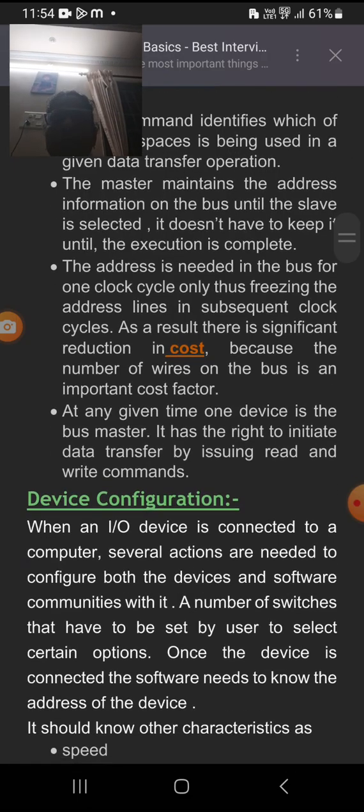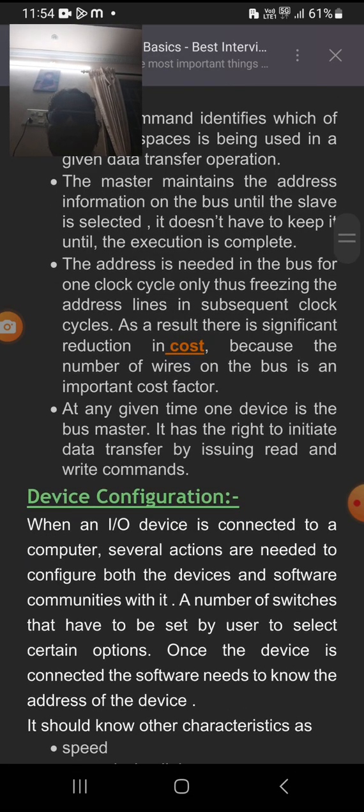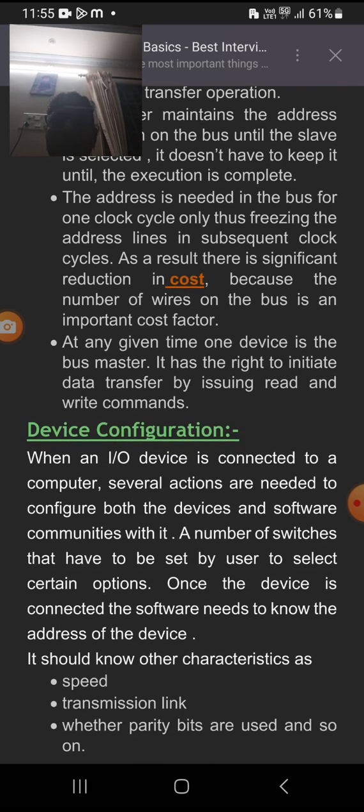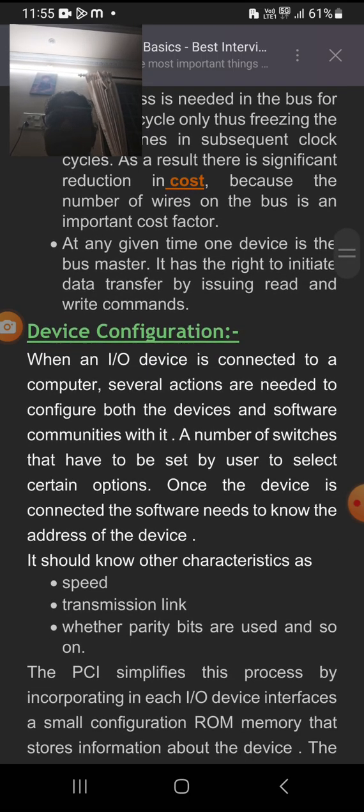Now device configuration. When an input output device is connected to a computer, several actions are needed to configure both the device and the software communicating with it. A number of switches may have to be set by the user to select certain options. Once the device is connected, the software needs to know the address of the device. It should also know the character length, speed and transmission link, and whether parity bits are used, and so on.